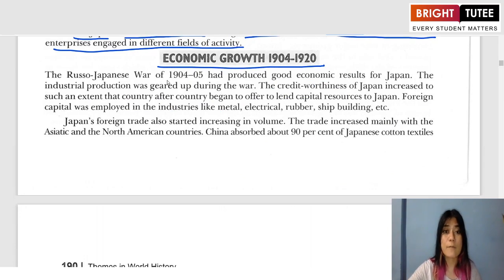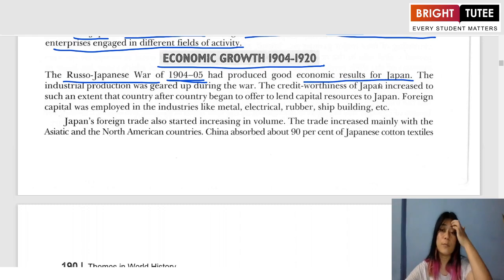Now in 1904-1905, an important event took place, and that was the Russo-Japanese War. Japan fought with Russia, and the war between Russia and Japan is called the Russo-Japanese War. This war had also produced good economic results for Japan. It proved good for the economy of Japan. Industrial production was geared up during the war, so as Japan was fighting the war, industrial production increased.